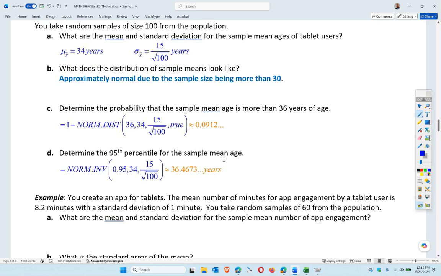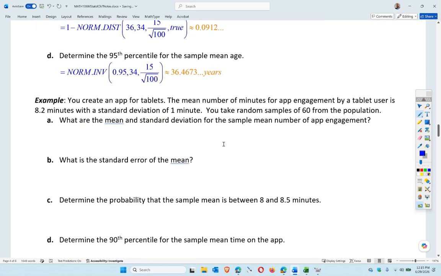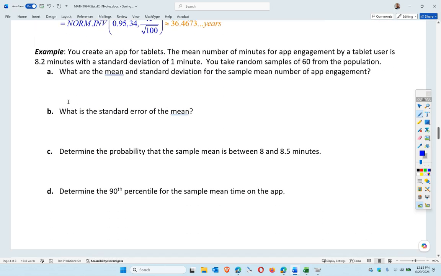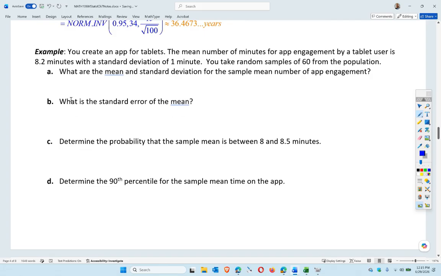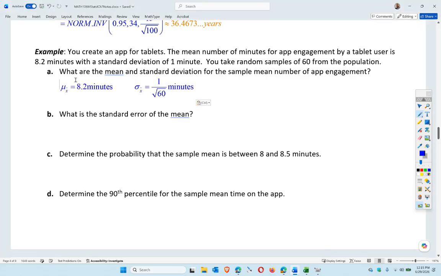Okay? All right, let's try one more generic example here. You create an app for tablets, and one of the things they care about is engagement in the app. So the average user is 8.2 minutes with a deviation of 1 minute, and using samples of size 60. So what is the mean and standard deviation of the sample? Okay, that's 8.2 and 1 over root 60 minutes essentially, right?